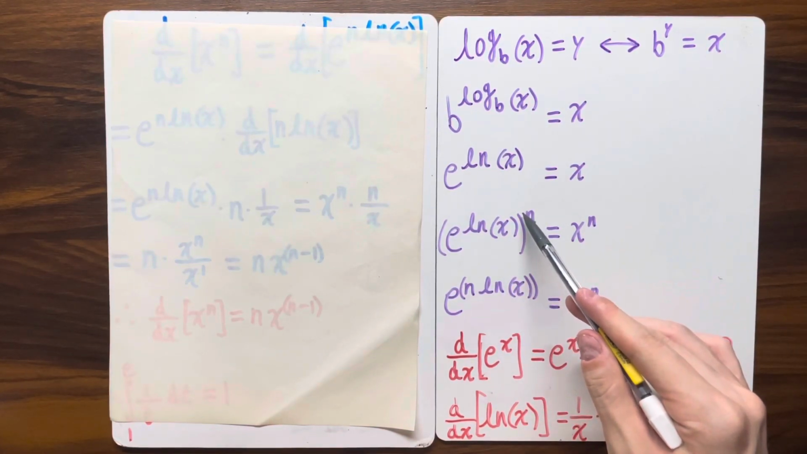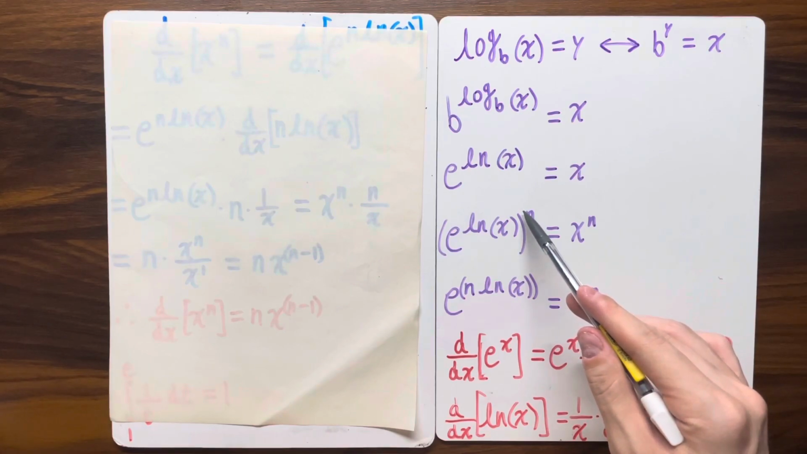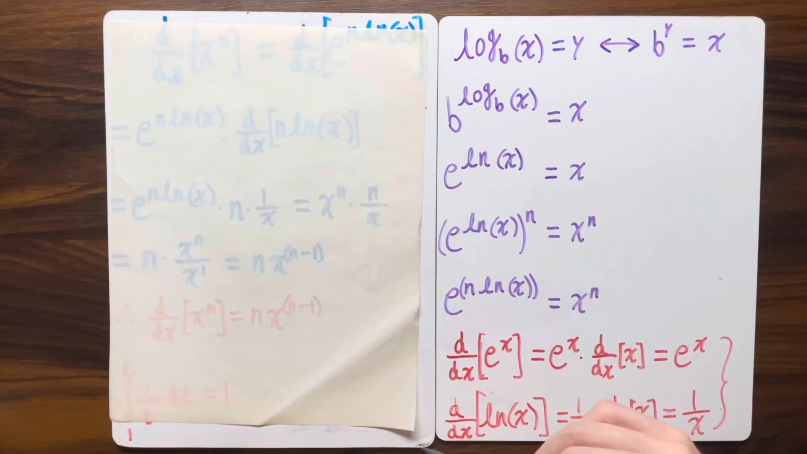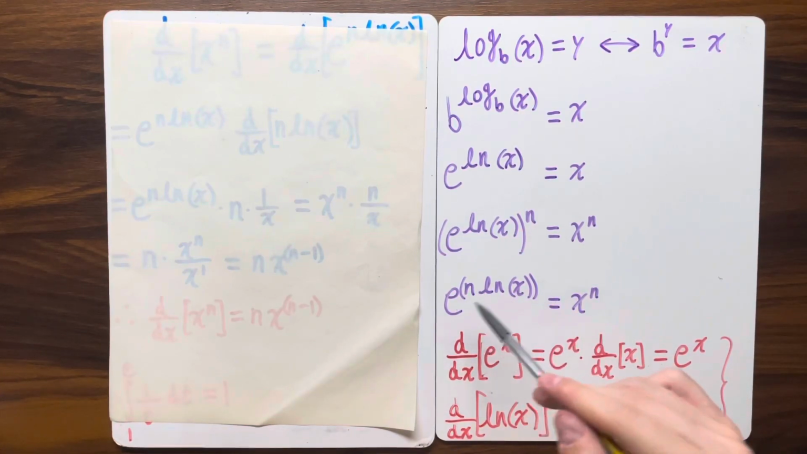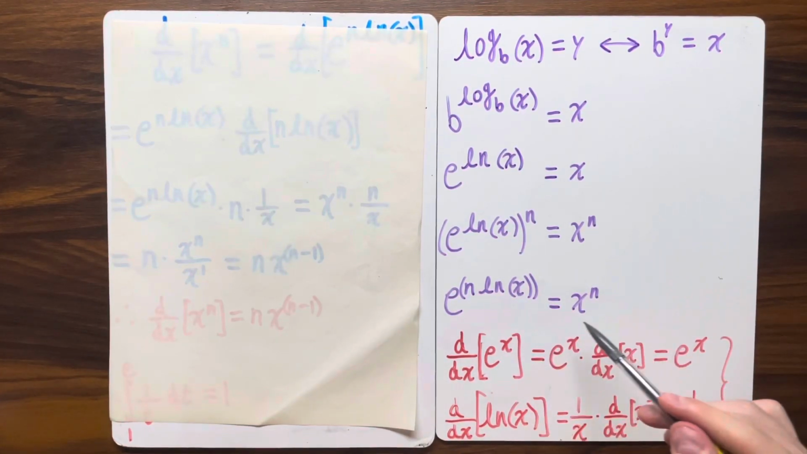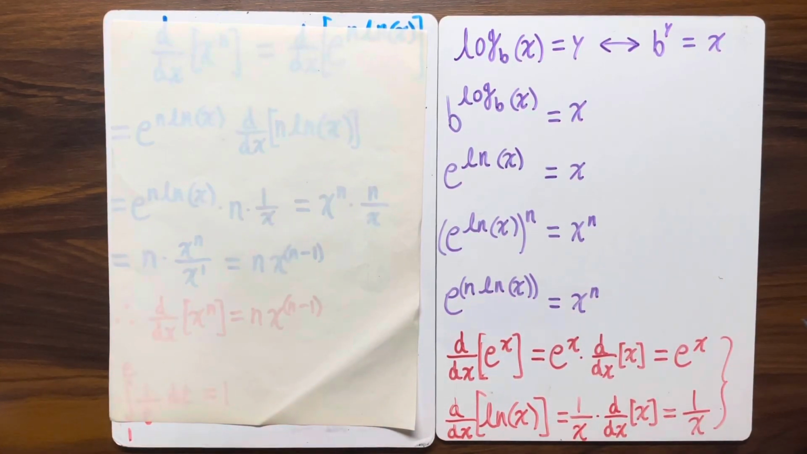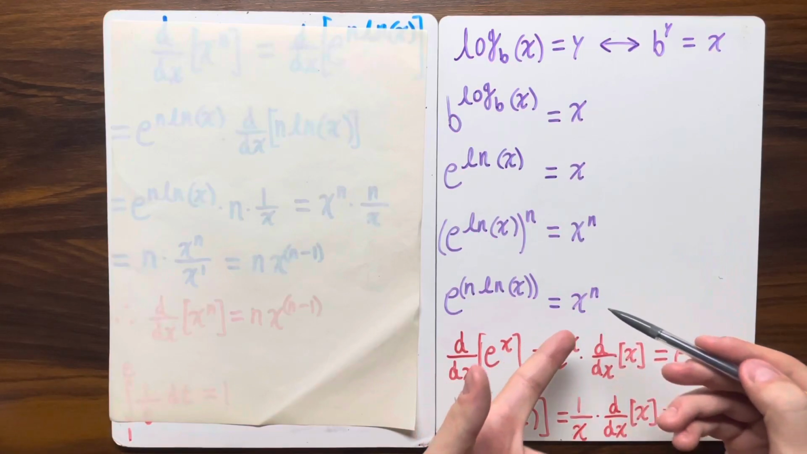And remember, the power rule for logs says that we can bring this n here in front. That was shown in a different video. So since we can do that, we can write it like this: x to the n is the same thing as e to the n times ln of x. And why is this useful? Well, because we know what the derivative of e to some power is, and we want to figure out what is the derivative of x to the n.